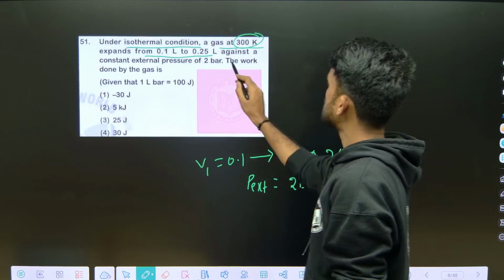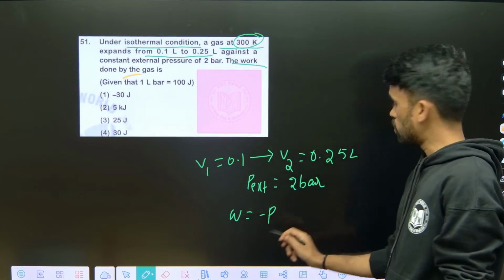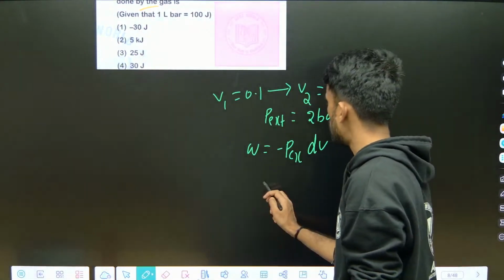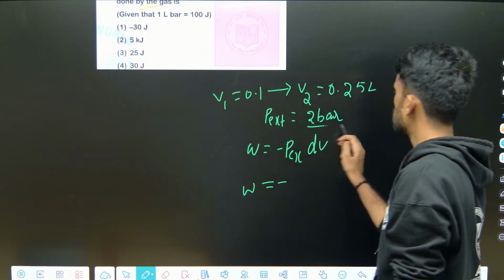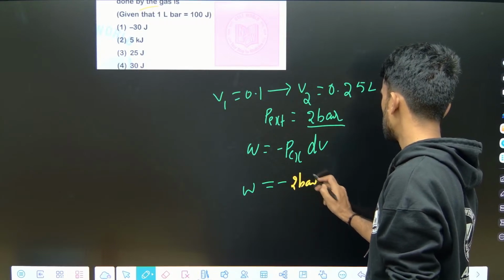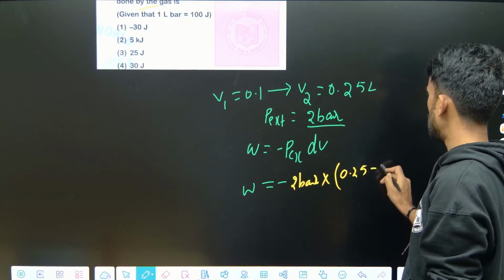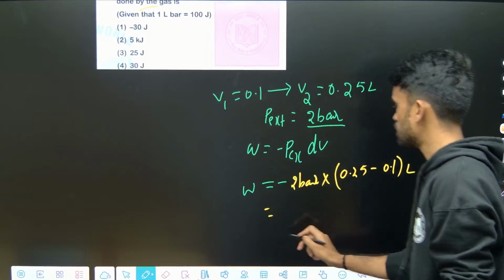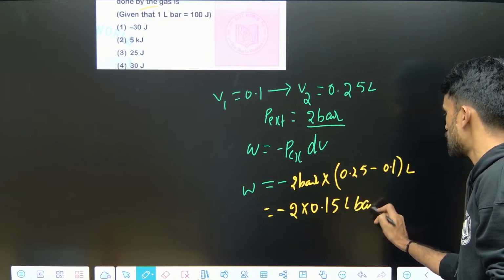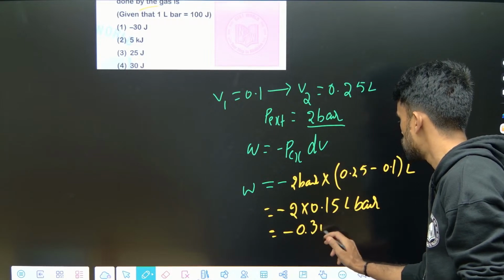Okay, now what is the work done by the gas they are asking? For work done by the gas, we can see the formula: W equals minus P external dV, where dV means change in volume. So W equals minus external pressure 2 bar into dV, V2 minus V1, that is 0.25 minus 0.1 liter. So this is nothing but minus 2 into 0.15 liter bar. I hope it is clear, there is no confusion here, right? So this is minus 0.30 liter bar.